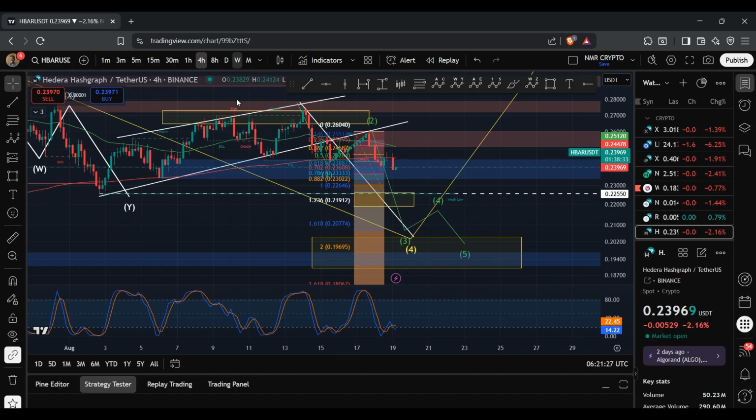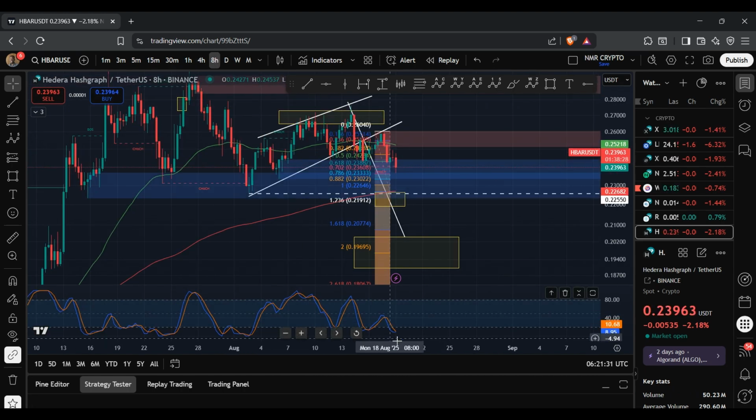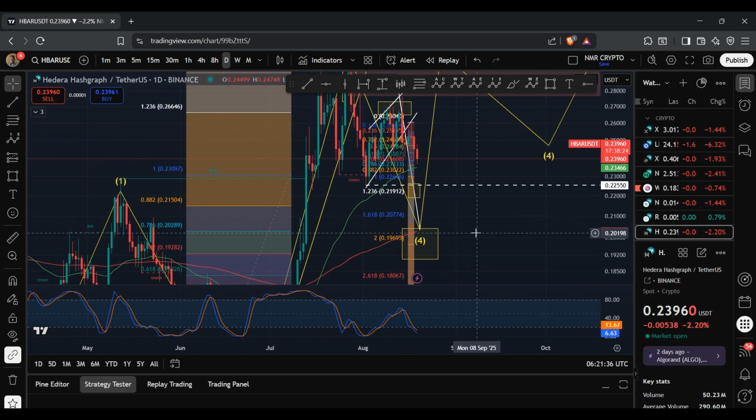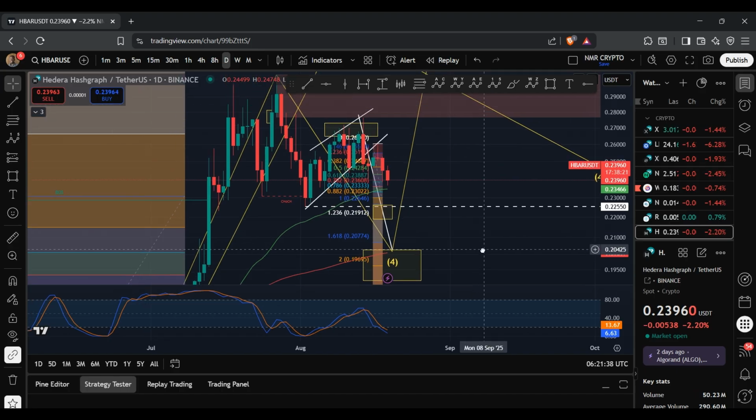And with that being said, on the 4-hour chart, you can see that we are within the oversold conditions. And on the 8-hour chart, again, we are within the oversold conditions. And on the daily chart, we are within the oversold conditions. And so at some point, I'll be looking out for that reversal to the upside.